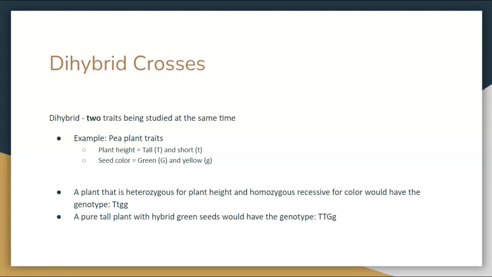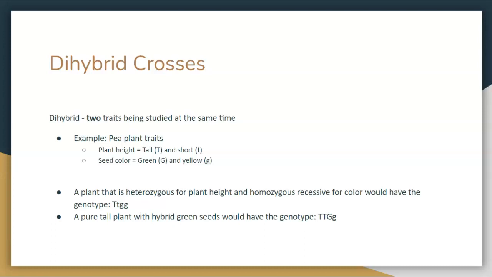But an example of this would be in pea plants. You can study both plant height and seed color at the same time. And what this really just looks like is you break it down, but you just have more letters in your genotype. So a plant that is heterozygous for plant height and homozygous recessive for color would just have the heterozygous genotype for the height, right? Capital T, lowercase t, and then homozygous recessive for color, so 2 little g's. We put them together, so it's 4 letters in a row, but really you're just breaking it down per trait and then smushing them together at the end.